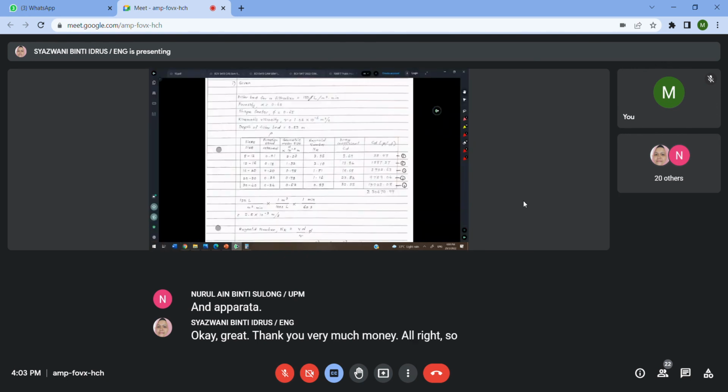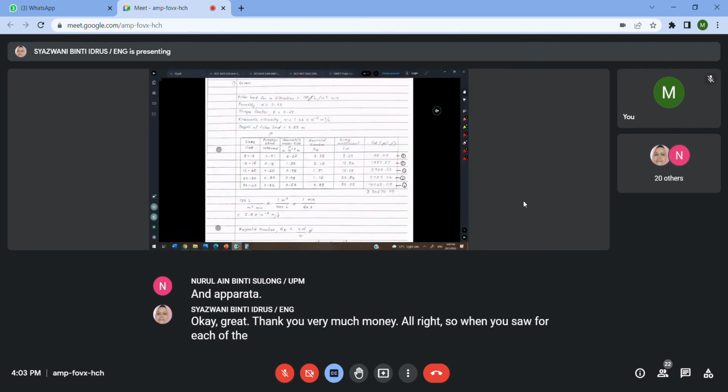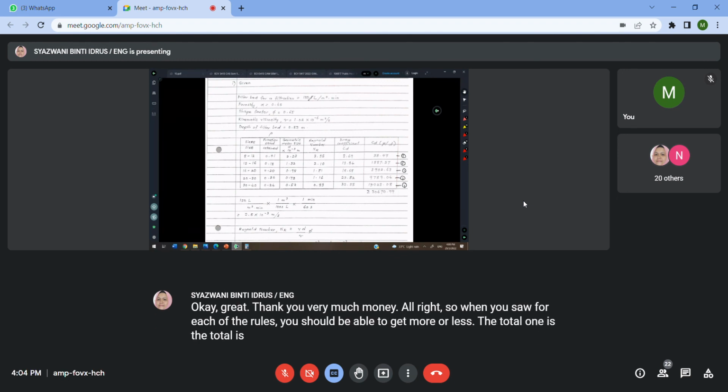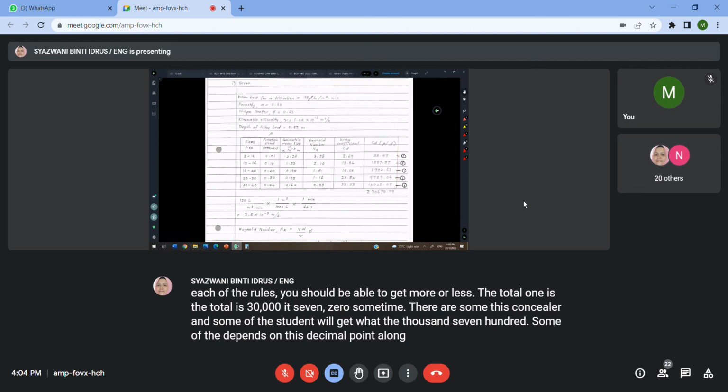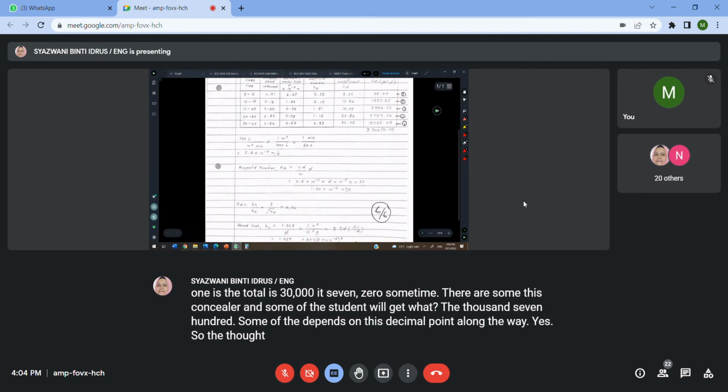Alright, when you solve for each of the rows, you should get more or less a total of 30,870. Sometimes there is some discrepancy. Some students will get about 30,700, depending on the decimal points along the way. So the summation value might be slightly different only.